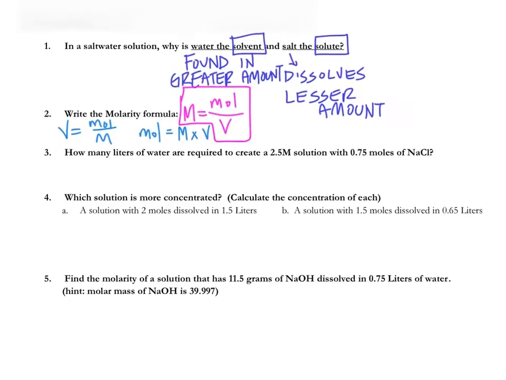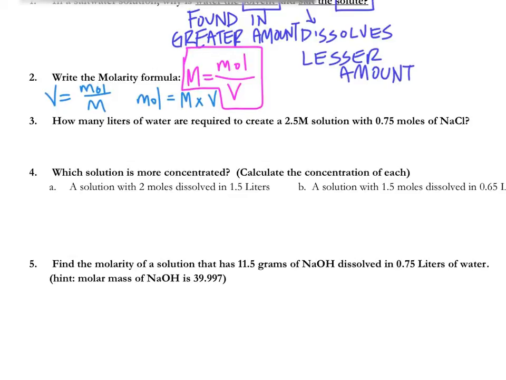Number 3 says, how many liters of water are required to create a 2.5 molar solution with 0.75 moles of NaCl? So let's look and see what we have here. We've got 2.5 M, and I know that measures molarity. I've got 0.75 moles, which measures moles. And it's asking me to figure out how many liters of water. So it's asking me to solve for volume. I need to know how much water I have. Okay? So I can use my molarity formula, or I can use the one that's rearranged since we already know how to rearrange it. And that one says that volume equals moles divided by molarity.